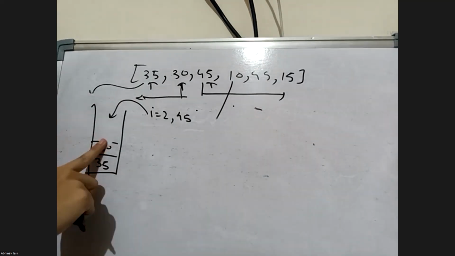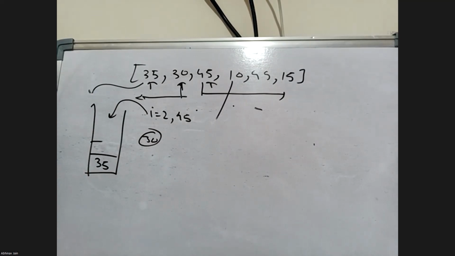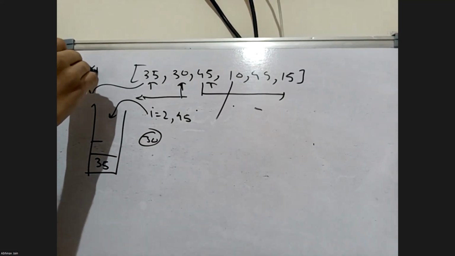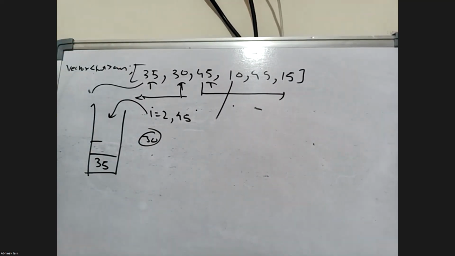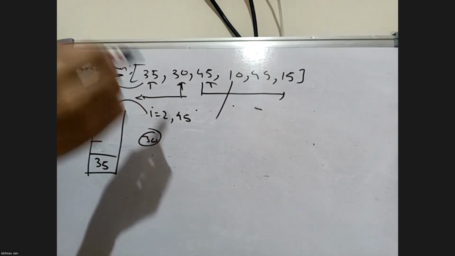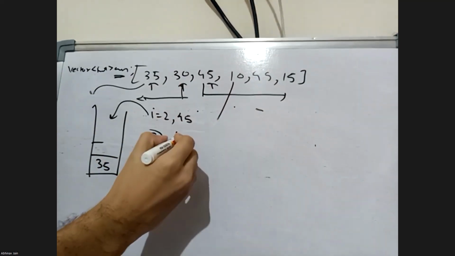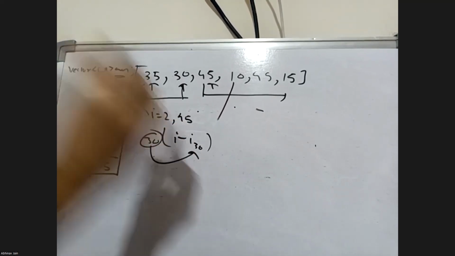Okay, not a big deal. We pop this 30 out of the stack. Now in our answer array, let's say we create a vector answer somewhere. In this answer array, we need to store I, which is the present index, minus the index of 30, minus the index of this element.